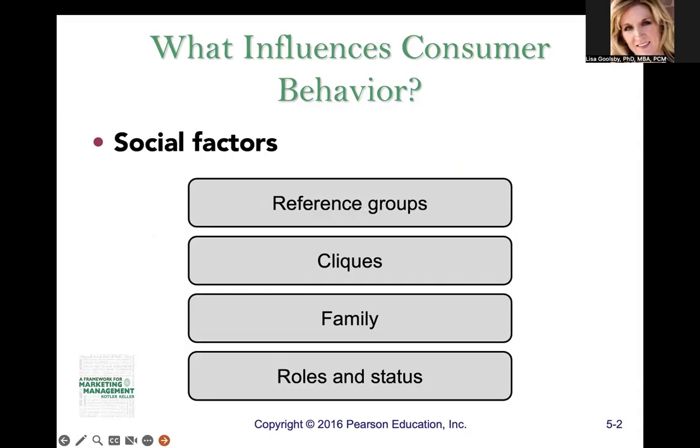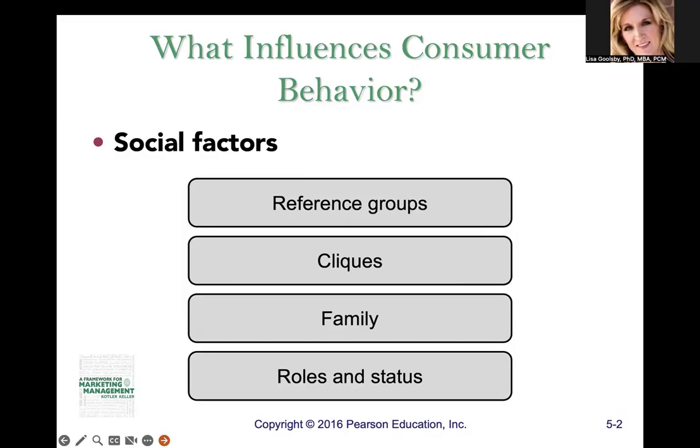When we look at those social factors that come into play with how we make decisions about buying products, we would look at our reference groups, and that could be your peers or friends of yours. You may even say that a social media influencer might be considered a reference group, particularly if it's somebody that you follow on social media. Your reference group could also be coworkers, people that you hang out with, or cliques if you have a really close friend group.